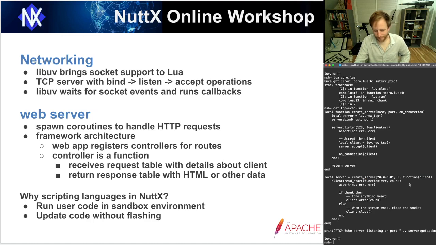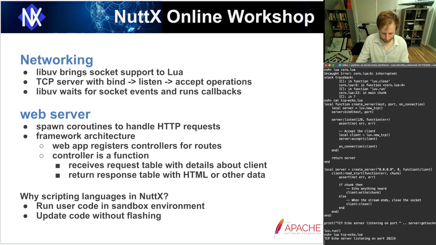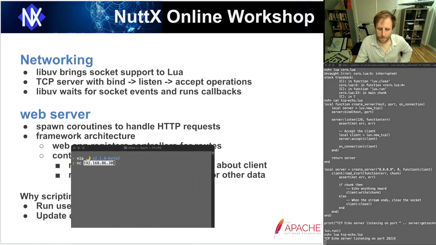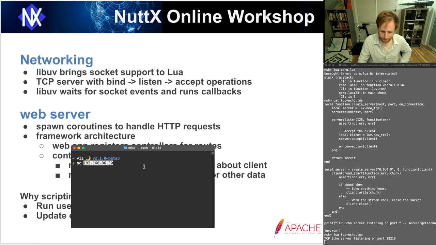We have our client here, and now we can read a chunk of data. If we get the chunk of data, write it back to echo. If not, close the socket. So let's fire this guy up. Okay, let's see. It prints listening on this port. I'm going to pull up another terminal here. That's my board's IP address, and then we need to connect to the port. Now if I type something, it should be echoed back. Great.